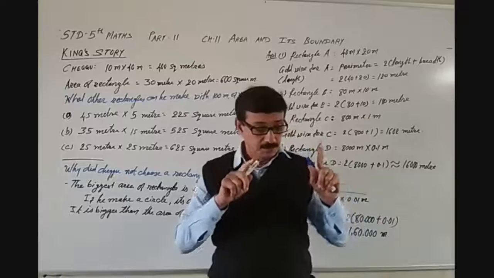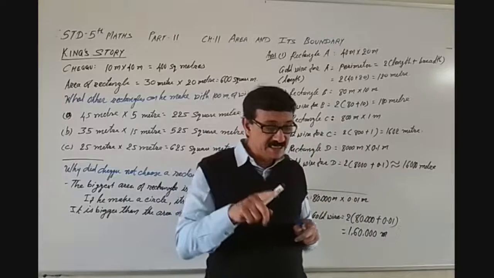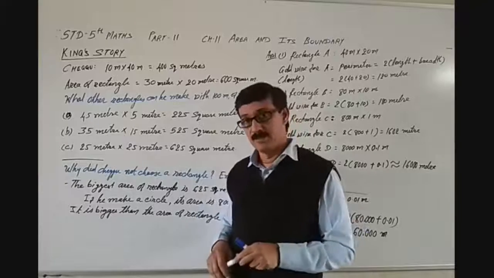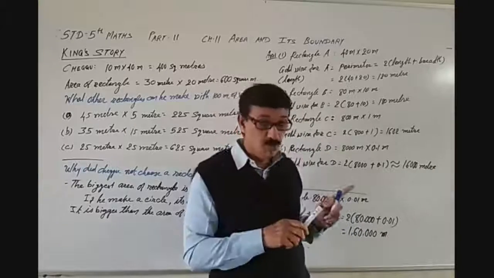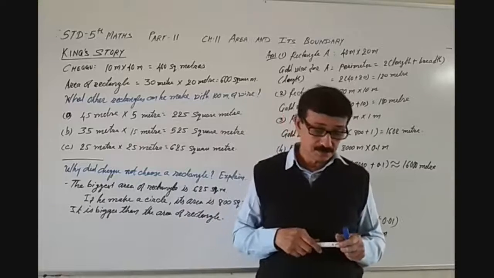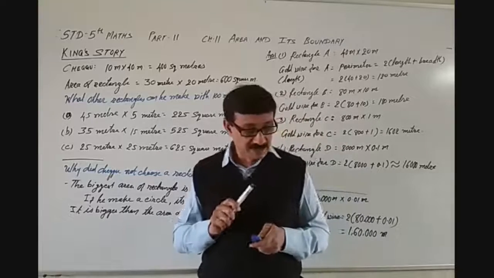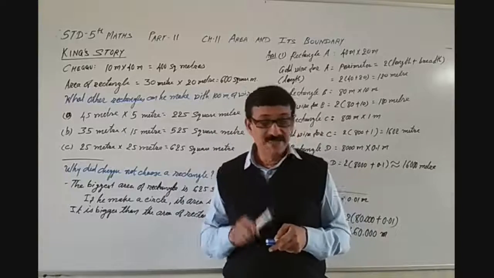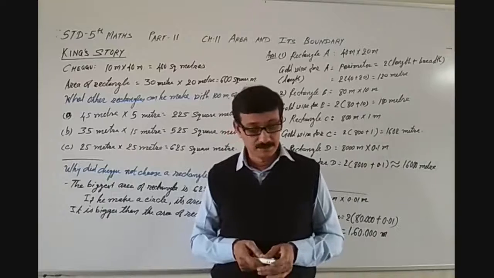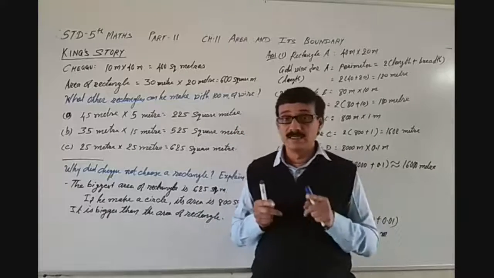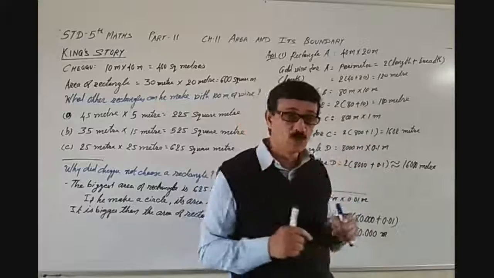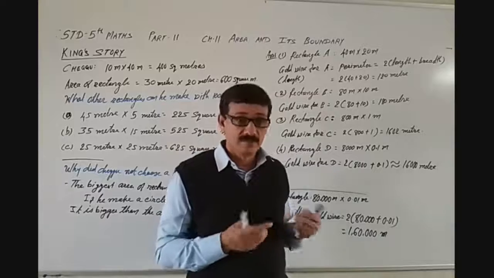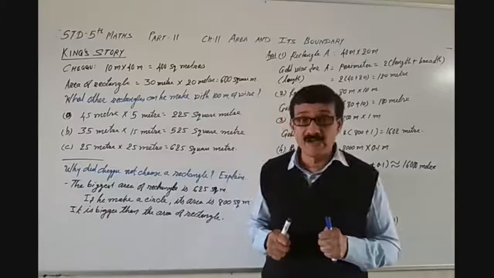Chegu, take as much land as comes within 100 meters of wire. What did the king tell Chegu? First of all, try to understand. Take as much land as comes within 100 meters of wire. So the king gave him 100 meters of wire and told him to take as much land as comes within 100 meters of wire.